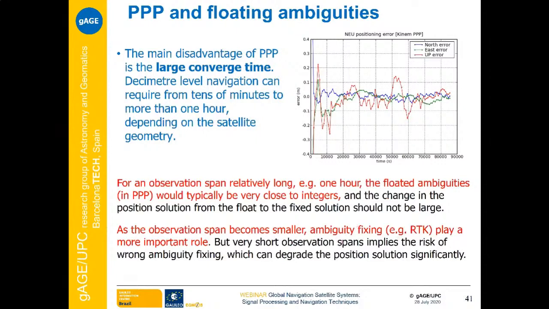RTK provides high accuracy in seconds, in a few seconds, as I commented before, but the problem of RTK is that if we want to fix the ambiguity quickly, there is some probability of having a wrong fix. And when we have a wrong ambiguity fixing, the position is degraded. But there are techniques to assure that the ambiguity fixing is fine, in order to reduce this probability of wrong fix.